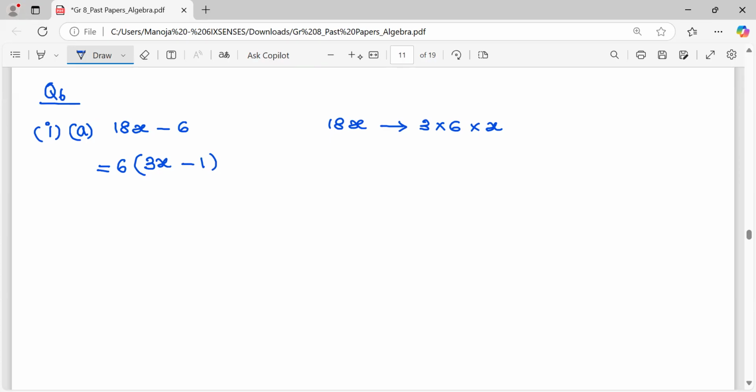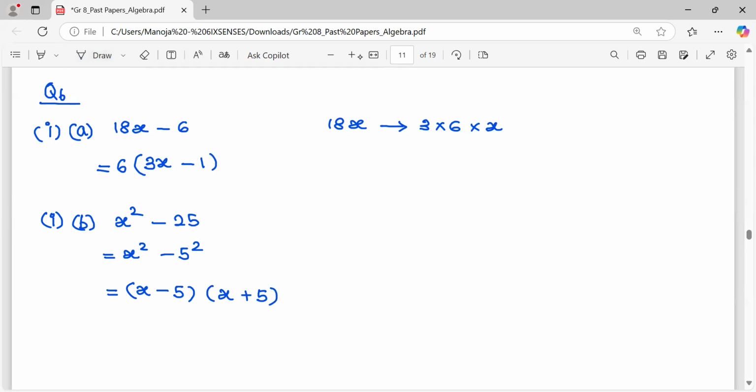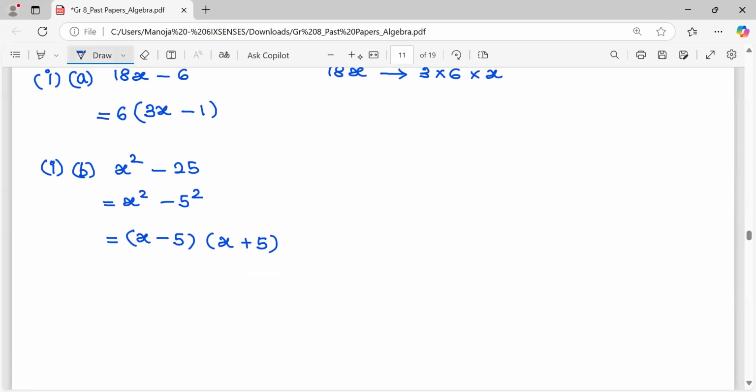So then I'll move to part B. Here the question number 1, part B, x squared minus 25. So I write x squared and 5 squared. And then I can write x minus 5 and x plus 5. Then we will move to question number 2.